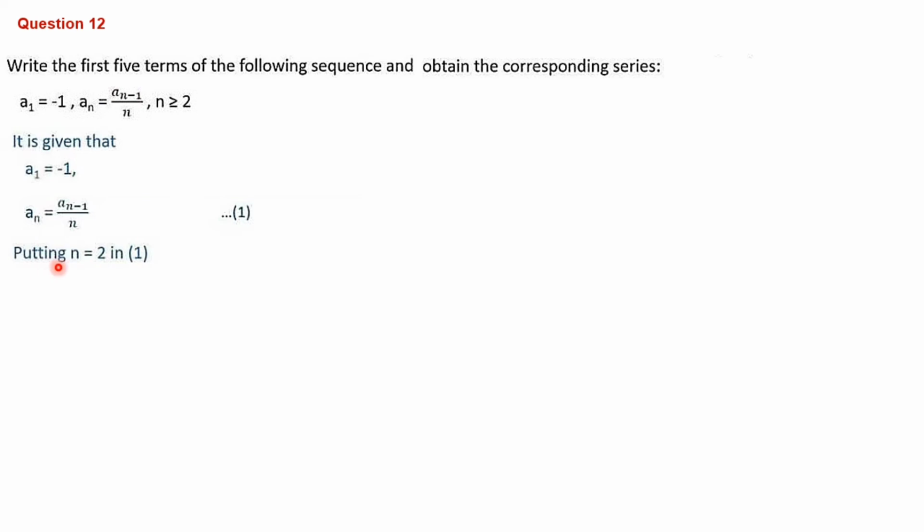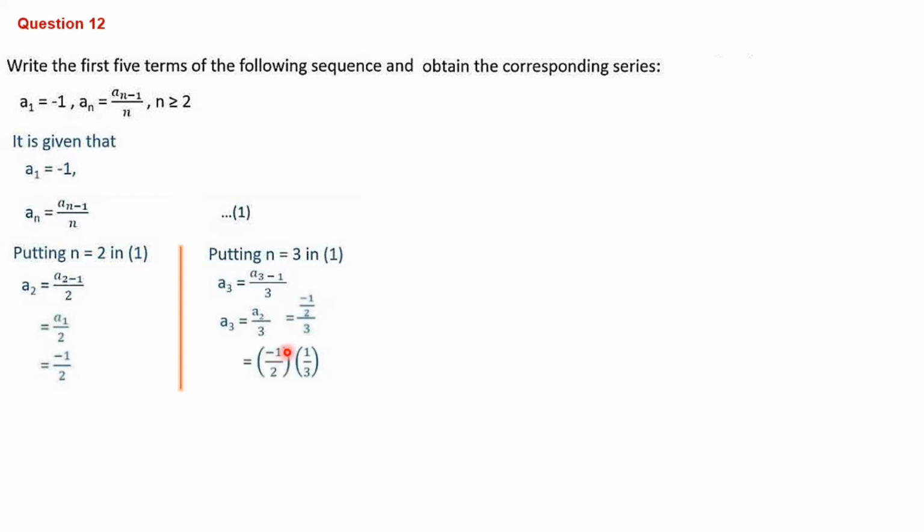So putting n is equal to 2, means a_(2 minus 1) divided by 2. a_(2 minus 1) means a1 by 2. a1 we have minus 1, so minus 1 by 2. Next is n is equal to 3. So a3 is equal to a_(3 minus 1) by 3. a_(3 minus 1) means a2 by 3. a2, the second one, minus 1 by 2. So minus 1 by 2 by 3. That is minus 1 by 2. Division you change to multiplication. Denominator is 3, take the reciprocal. So 3 reciprocal is 1 by 3. Multiply it. That's all. So the fraction minus 1 by 2 in the numerator, as it is, you have to write.